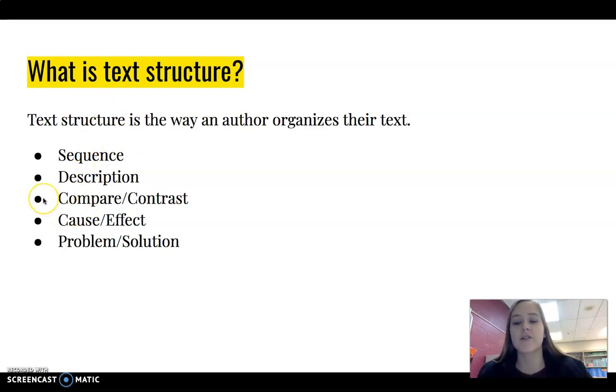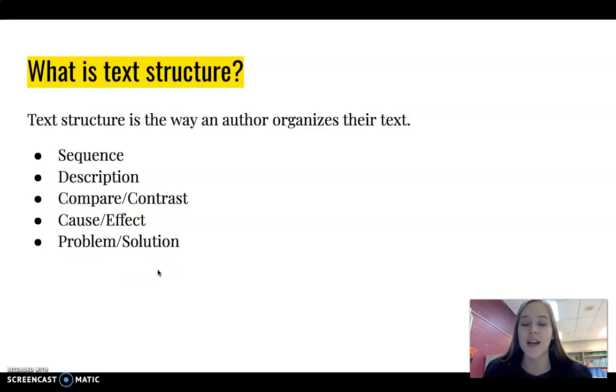The last text structure that we talked about yesterday is compare and contrast, and I feel like this is one you guys probably are pretty familiar with. Remember, if the text structure is comparing and contrasting, it's going to tell us how 2 or more things are the same and how they're different. Today, we're going to talk about the last 2, which are cause and effect and problem and solution.